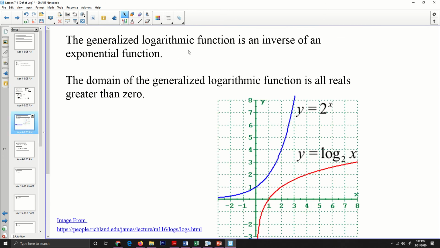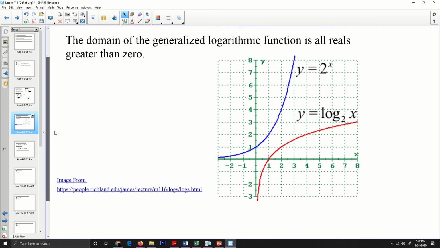The generalized logarithmic function is an inverse of the exponential function, and we talked about inverses a couple times already this semester. And remember, most of our functions and operations that we've talked about so far have inverses. Addition has subtraction, multiplication has division, square has square root. Well, 2 to the x has, excuse me, log base 2 of x.